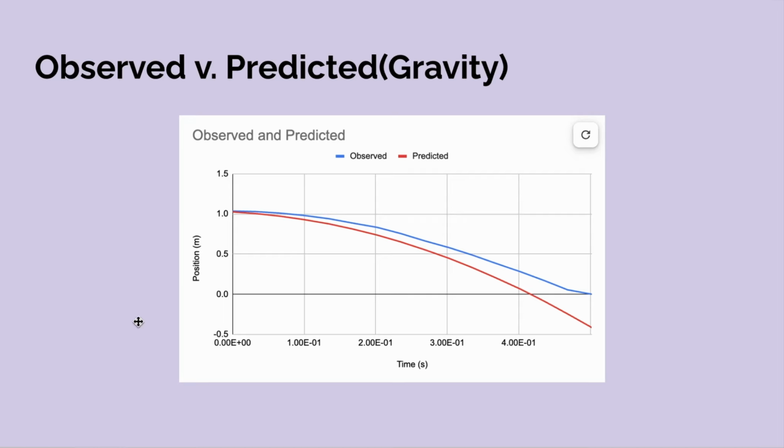On this graph, the observed position is in blue and the predicted position is in red. As you can see, the observed position is a bit higher than the predicted position, showing that the paper fell slower than what was predicted.